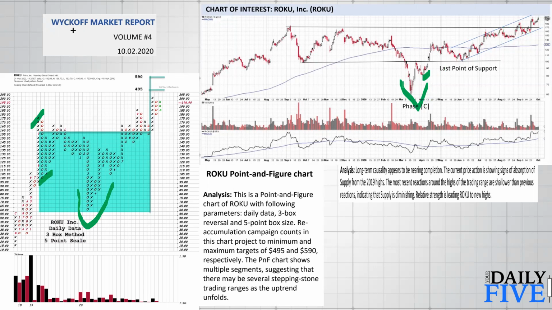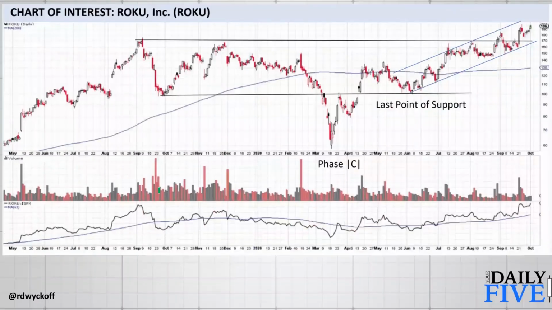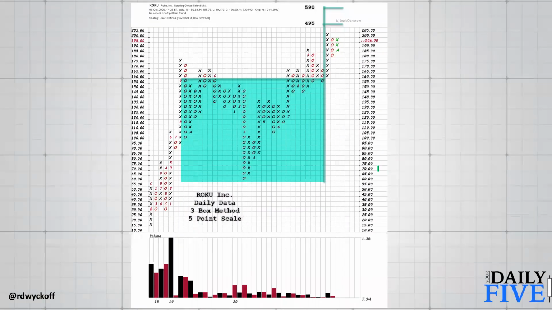So what happened next? So here is a closer look at the reaccumulation structure. You can see the jump out and the back up. And also I want to emphasize the relative strength, because the confirmation of relative strength on the way up is really, really helpful. And here is the point and figure chart. This point and figure chart counts up to 495 to 590. And at the time of this stock being profiled, it was around 197. And it was just up and out of its reaccumulation area.